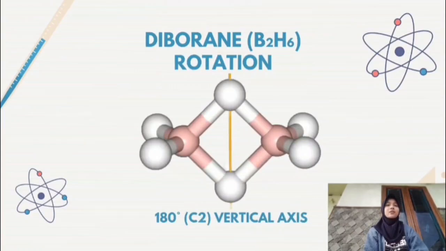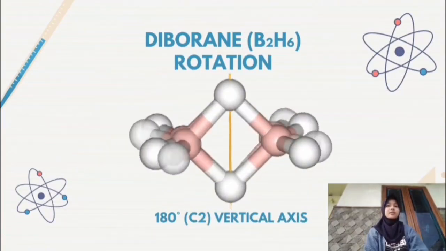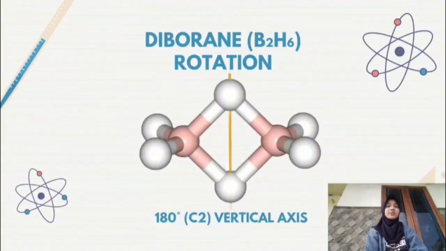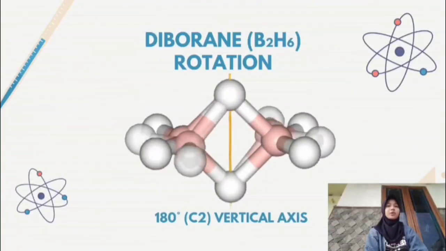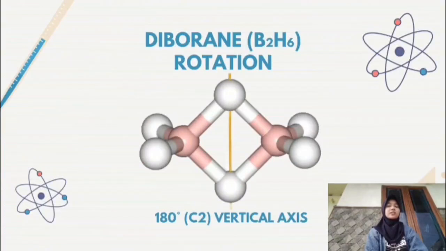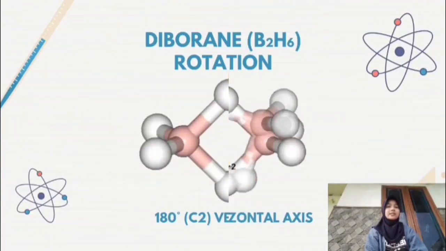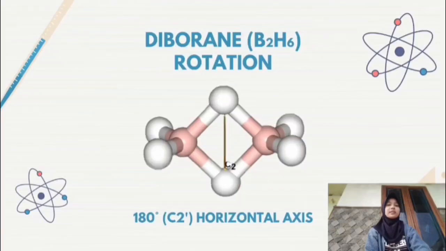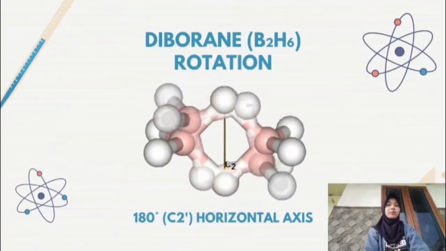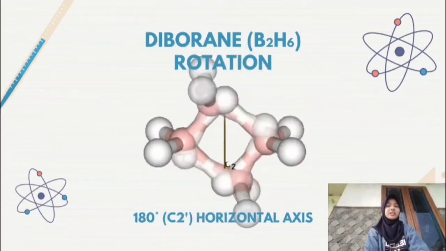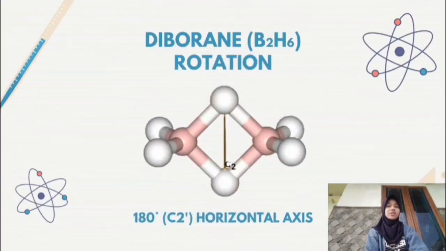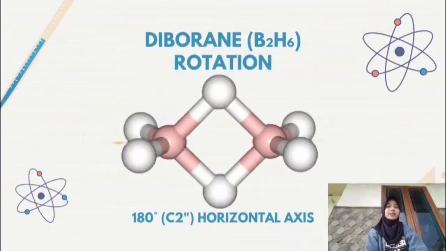Diborane has a main axis of rotation C2, which is the axis that divides the molecule into two symmetrical parts through a line passing through both boron atoms. If the molecule is rotated 180 degrees relative to the C2, the position of all atoms will return exactly as before. In addition, diborane also has two additional C2 axes that are perpendicular to the main axis. They pass through the center point of the bridge and rotate the terminal hydrogen pairs interchangeably.